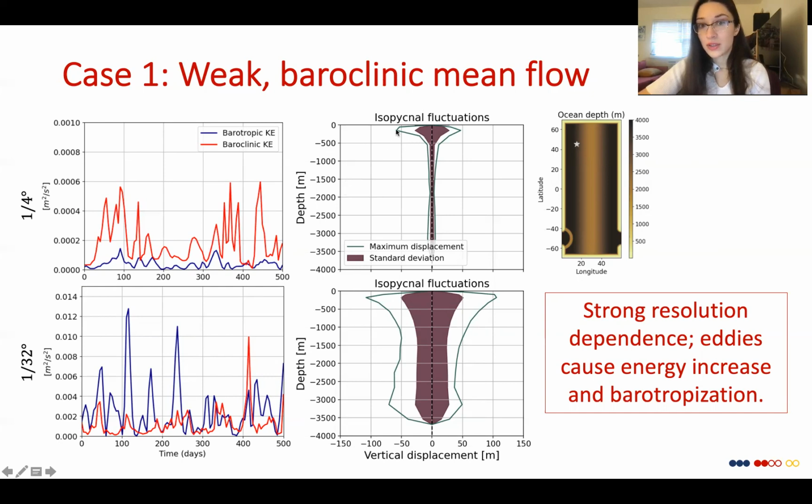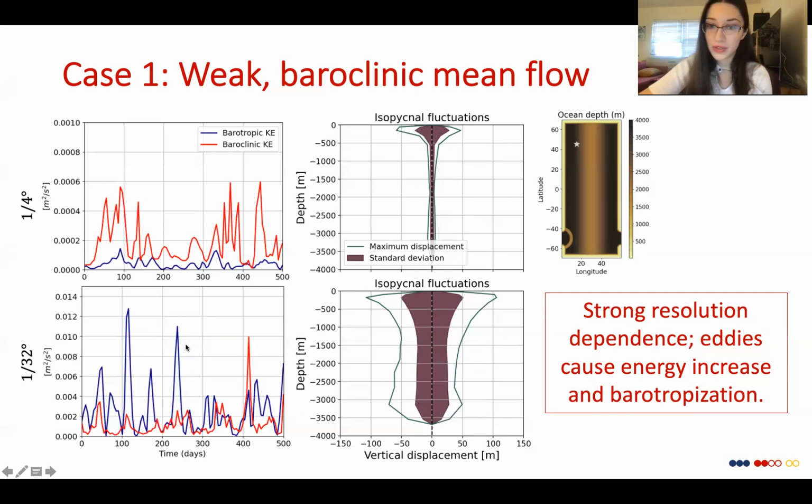We can also look at the isopycnal fluctuations, which are an indicator of available potential energy of the flow. And so here I'm plotting isopycnal fluctuations in the vertical as a function of depth. So at each depth, how is the isopycnal moving up and down at that location? You can really see here that the isopycnal fluctuations are especially large near the surface. The green line here is showing the maximum isopycnal displacement over 500 days, and the purple envelope is showing the standard deviation over the same time period.